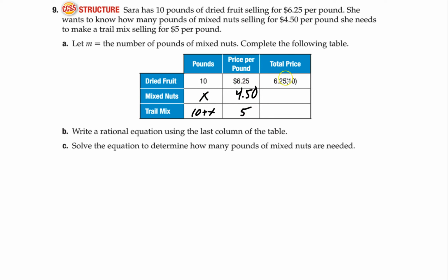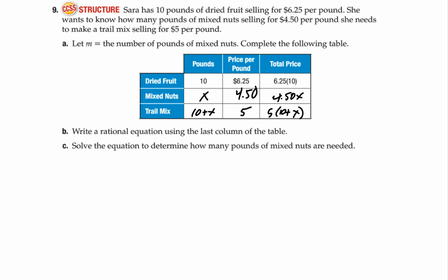And now the total price. Remember the way we do it, we multiply these together. So it's 4.50x, and that's 5 times (10 plus x). That's how mixture problems work. You add down and you multiply across. Well, you add down here and here. That's something different. Anyway, once we do that, how do we write our equation?